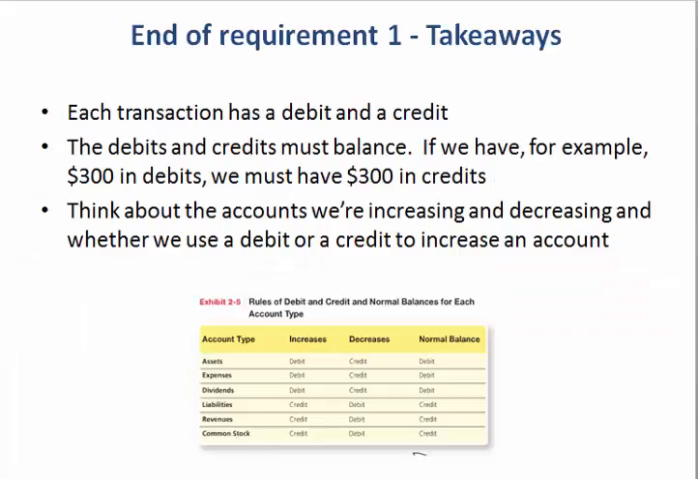We're at the end of requirement 1, journalizing the transactions. This is a good time to review some very important rules. Each transaction must have a debit and a credit. The debits and credits must balance. For example, if we have $300 in debits, we must have $300 in credits. Think about the accounts we're increasing and decreasing and whether we use a debit or a credit to increase an account. Exhibit 2-5 on page 72 of the text will help you remember when to debit an account and when to credit.